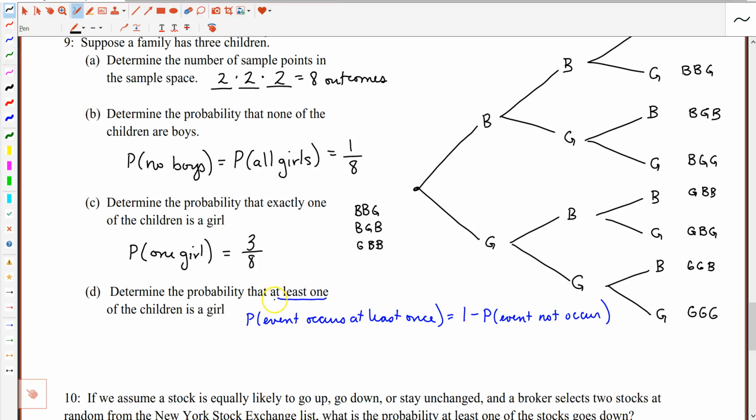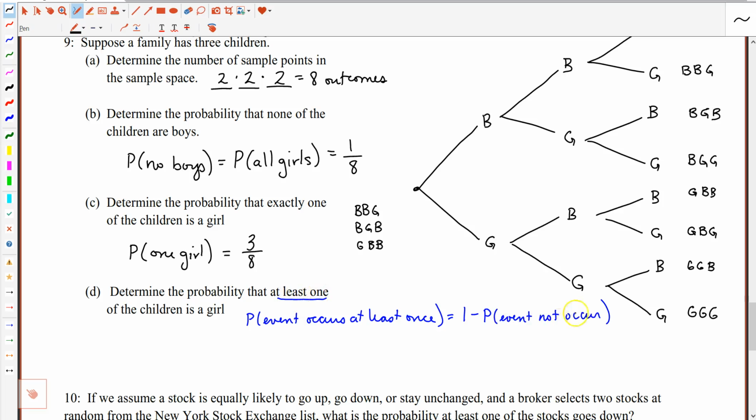Determine the probability of at least 1 of the children being a girl. So at least 1 means you could have exactly 1, exactly 2, or all 3 of the children being girls. All of those would satisfy at least 1 girl. And there are going to be quite a few outcomes that satisfy that, right? The only ones that we don't want to count in this event are the ones that don't satisfy at least 1. Another way of saying that is that nobody can be a girl.